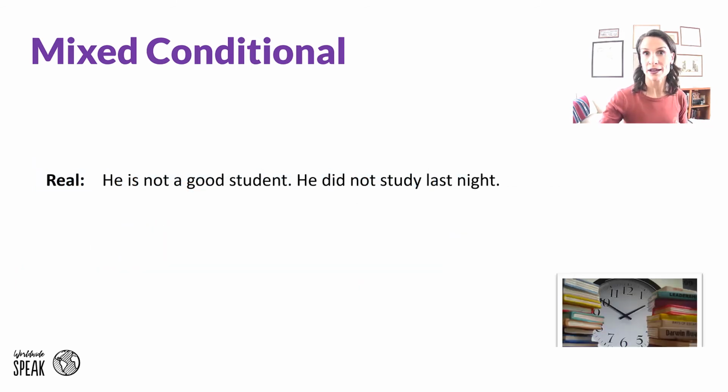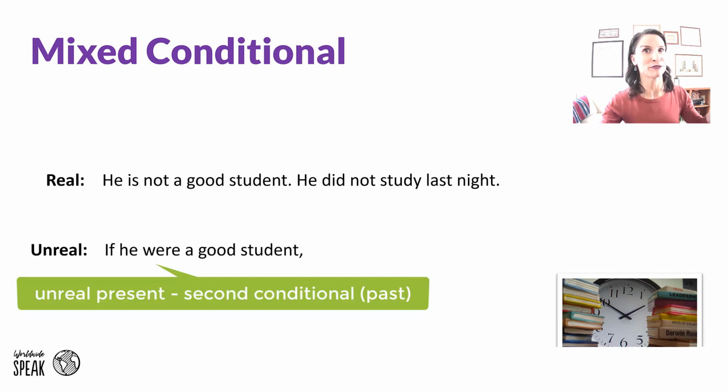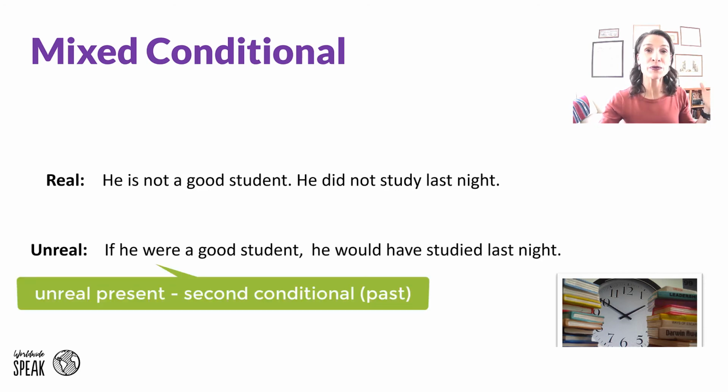Let's look at an example the other way. So he is not a good student. Okay, this is like present simple all the time. He's not a good student and he didn't study last night. Let's imagine this differently. If he were a good student, unreal present, he would have studied last night.